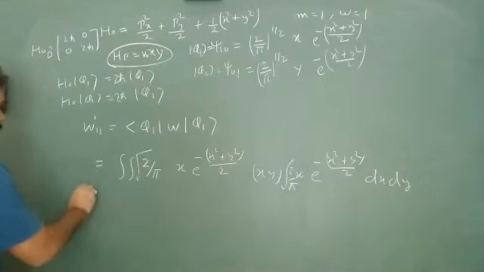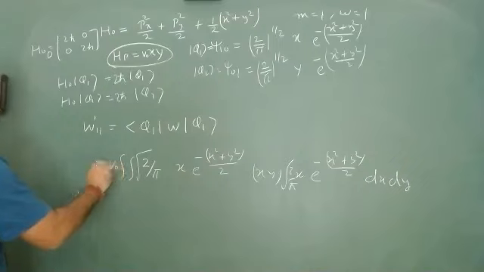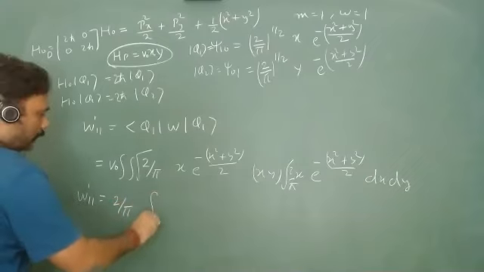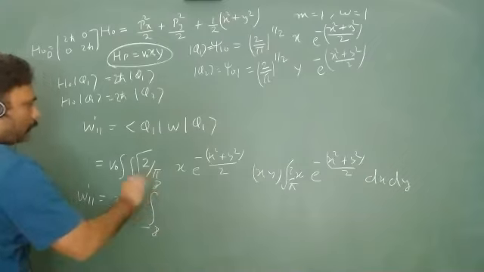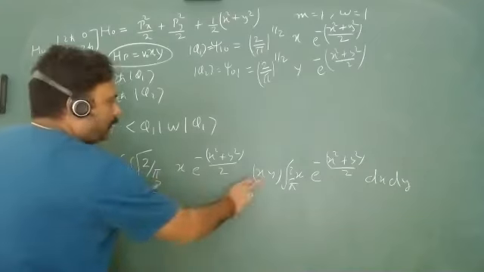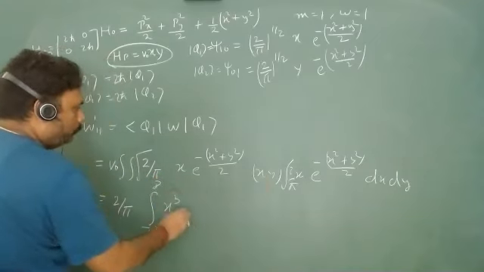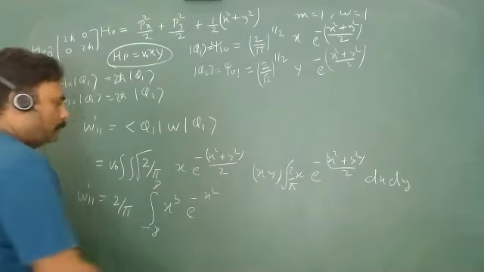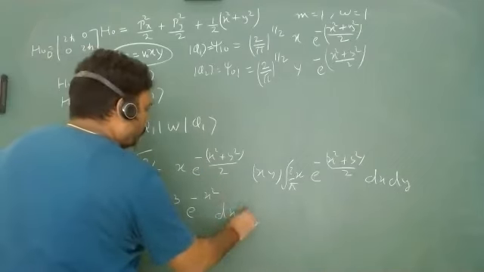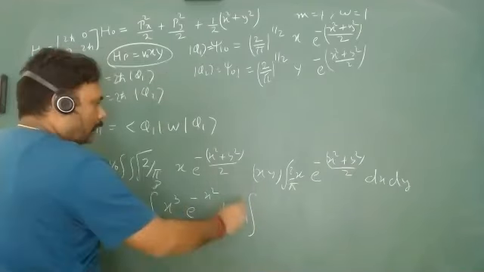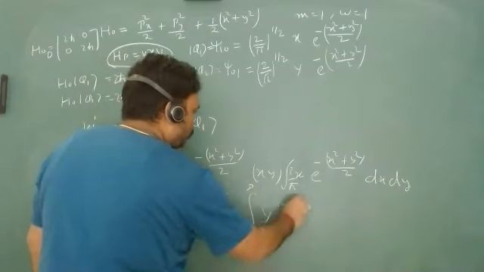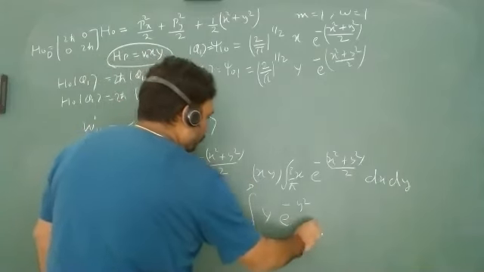So what will happen for the x part? V naught is also there, we will take V naught. W dash 1 1: you can take 2 upon pi outside. Integration from minus infinity to plus infinity, x times x is x cube e to the power minus x square, this and this will come, so this will be x square dx. And here you have y from minus infinity to plus infinity e to the power minus y square dy.